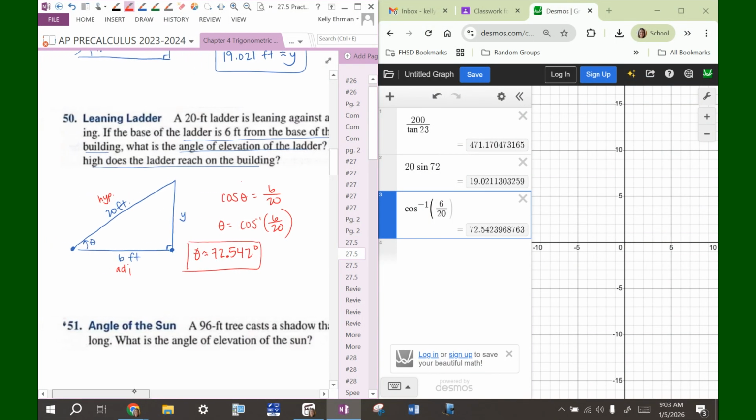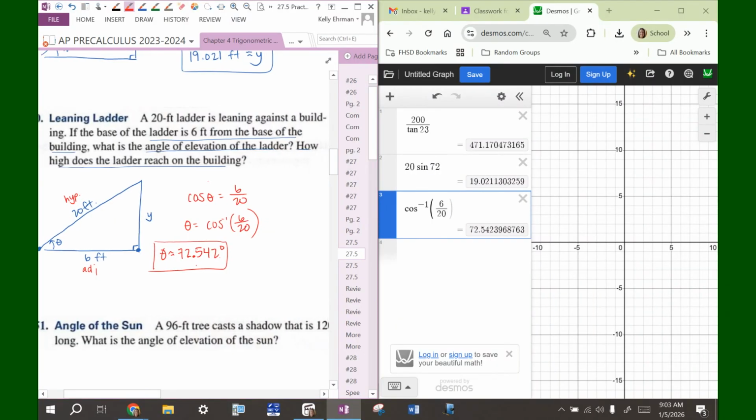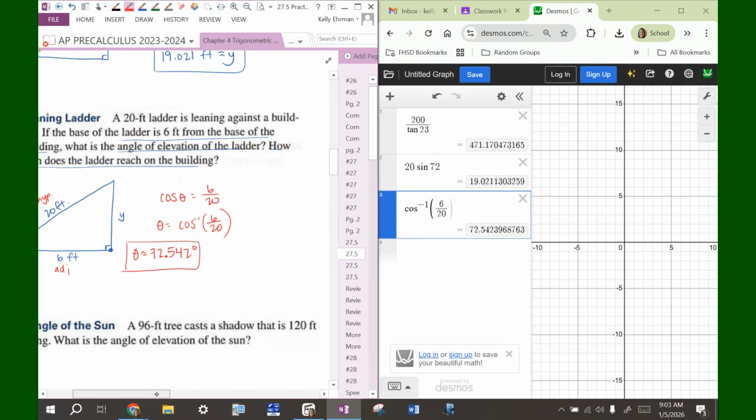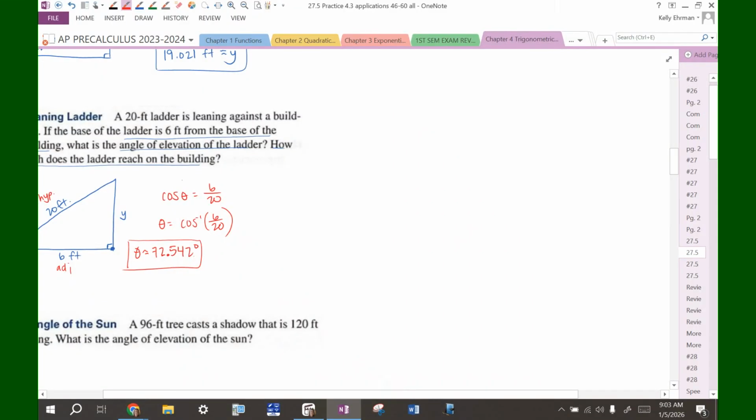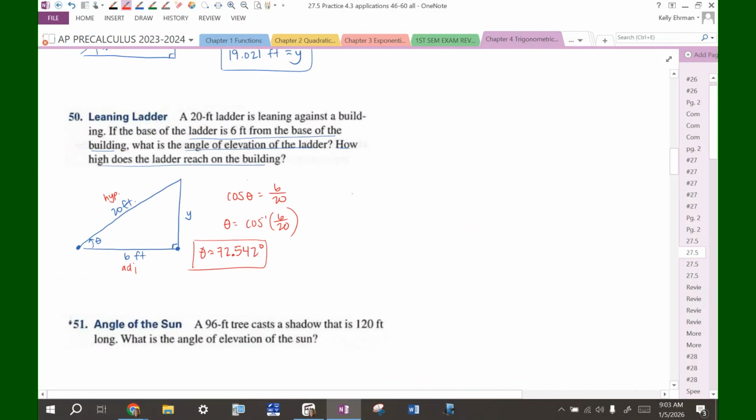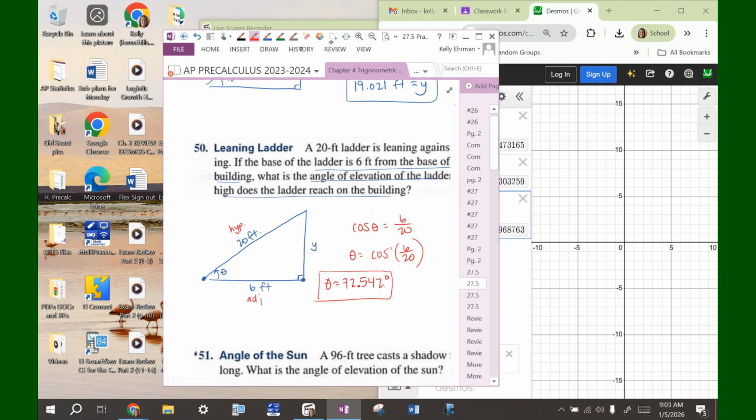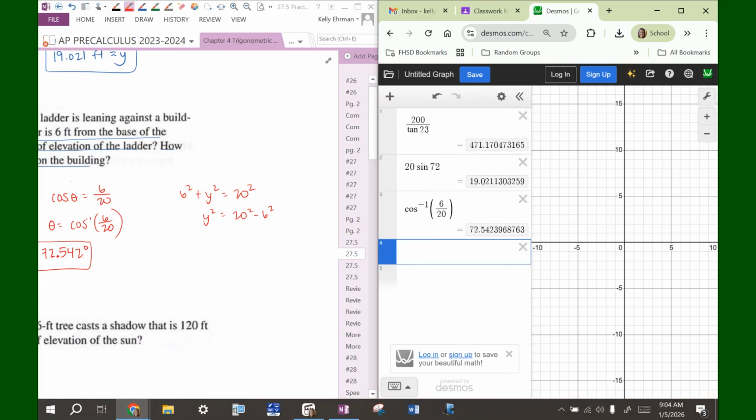Okay, how high up the wall? Now, don't use the angle that you have. You don't want to use tangent or sine to figure out your y value. Just use the Pythagorean theorem. So for this one, to figure out y, it's 6 squared plus y squared equals 20 squared. Okay, so y squared equals 20 squared minus 6 squared. You're still allowed to use a calculator here, might as well.